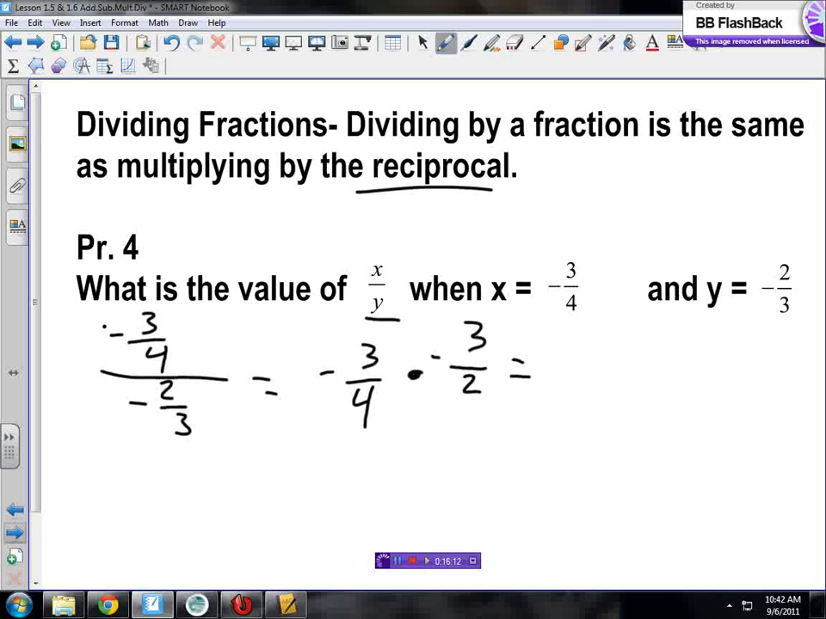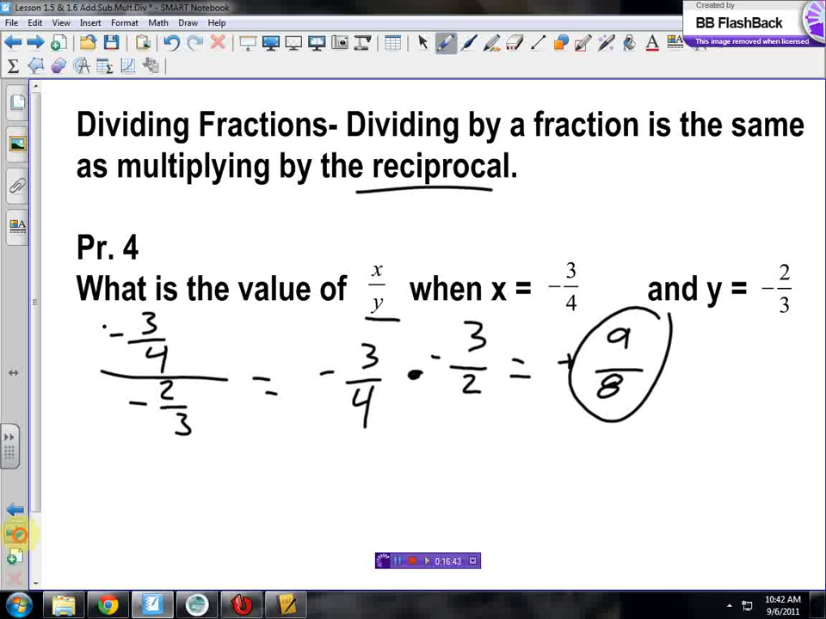Now we can multiply it and it's pretty easy, right? We have a negative times a negative, which is going to be a positive. Now do I need to write the plus sign? No, but I'm just doing it for right now. What's 3 times 3? 4 times 2? 9/8. That's my new answer. Or 1 1/8. All right.